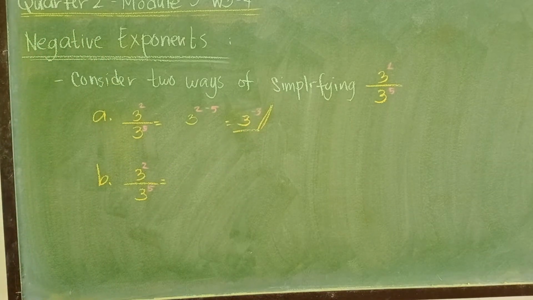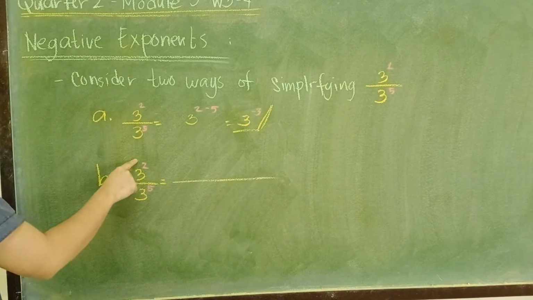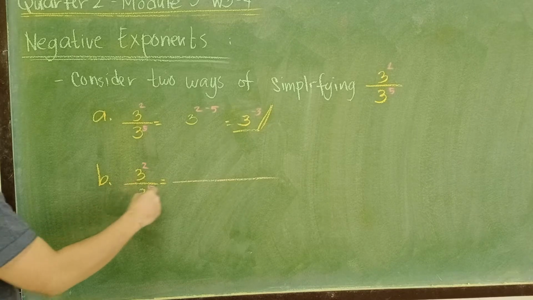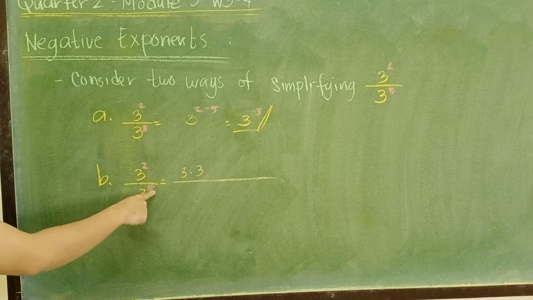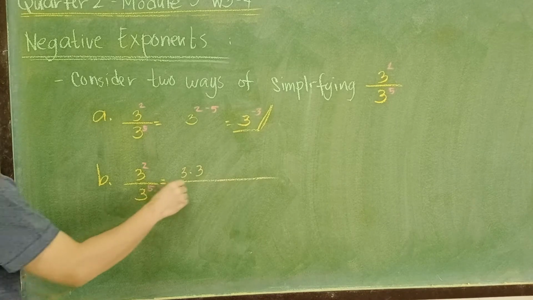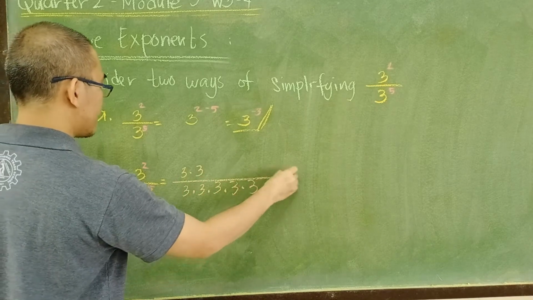Next, in letter B, we will use the solution for expanding. So what we will do is expand 3 raised to 2 and 3 raised to 5. So 3 raised to 2 means you multiply 3 by itself 2 times, so 3 times 3. 3 raised to 5 means you multiply 3 by itself 5 times. So this is 3 times 3 times 3 times 3 times 3.